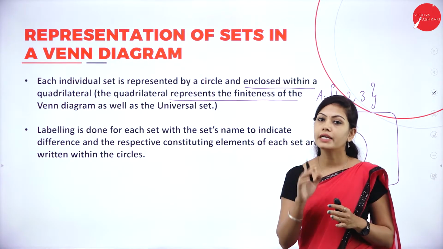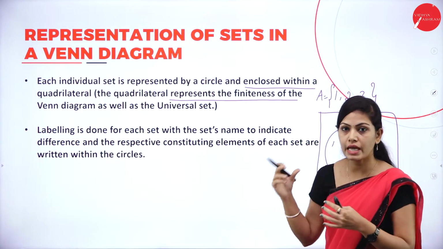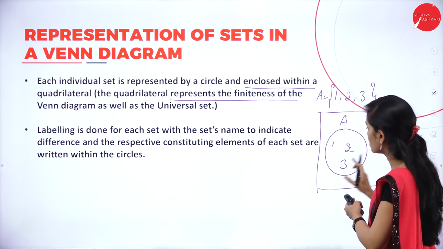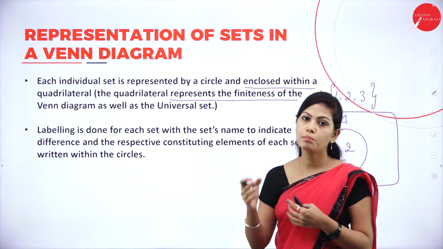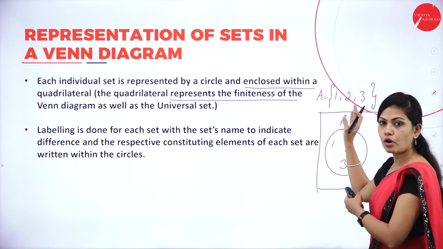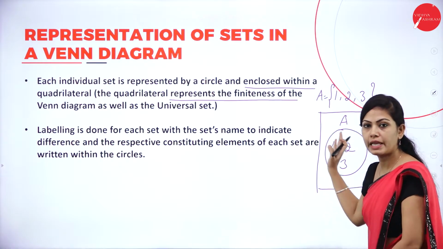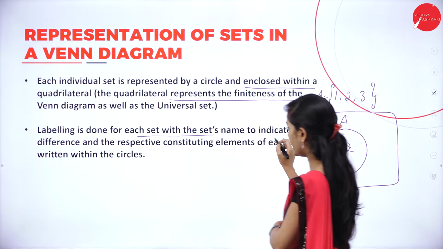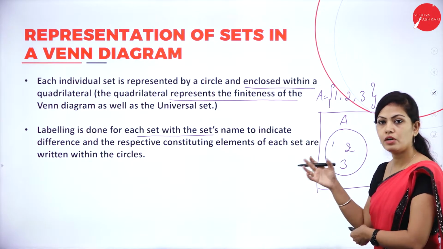A Venn diagram is a diagrammatic representation. A Venn diagram is a diagram that uses circles to represent the sets and relationships. So this is called a Venn diagram. You can mention two, three or more than three set elements. Here I have mentioned only one set, A, with elements 1, 2, 3. So this is the diagrammatic representation of set A. And labeling is done for each set with the set's name. Here we have to label the set's name, for example A, B, C, etc.